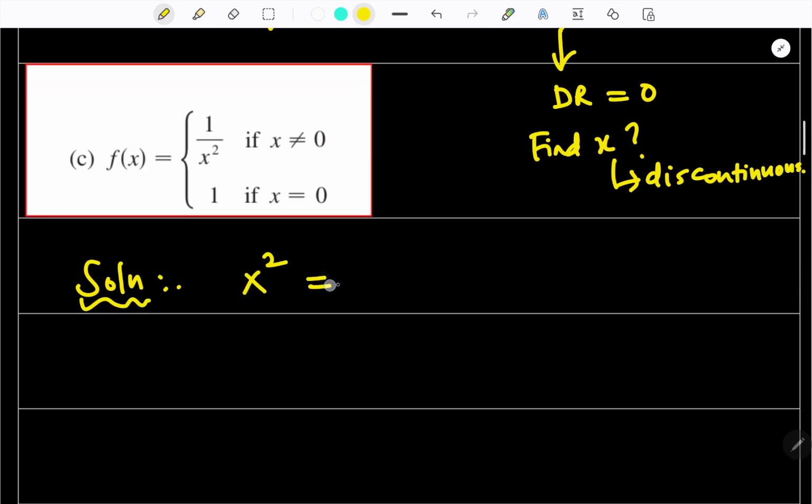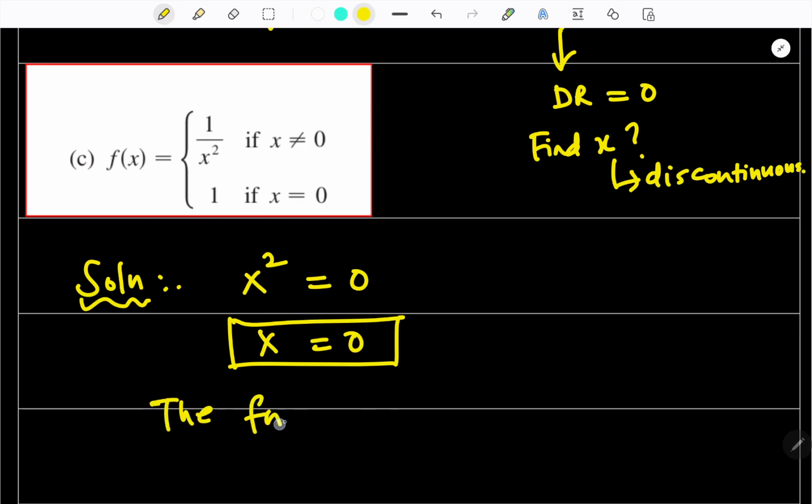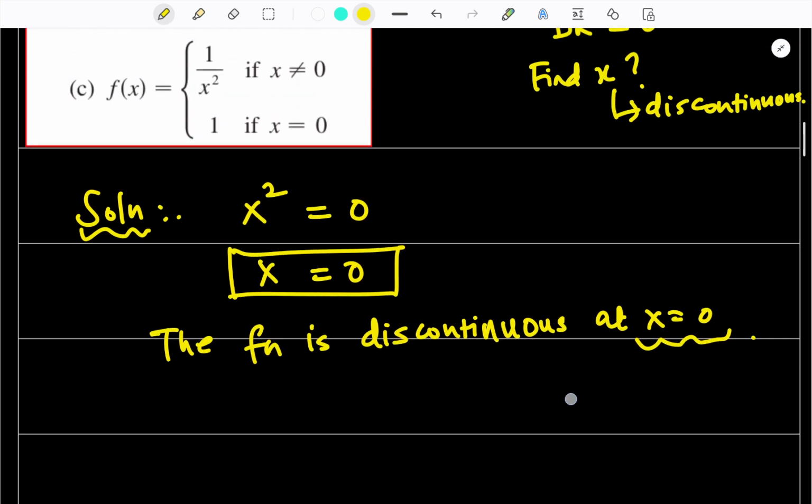So what is your denominator? X square. X square equal to 0, so automatically x equals 0. So what are you going to write? The function is discontinuous, or it is discontinuous. English is not important. So it is discontinuous at x equal to 0. Clear everybody? Right. So this finishes the set of questions for discontinuous.